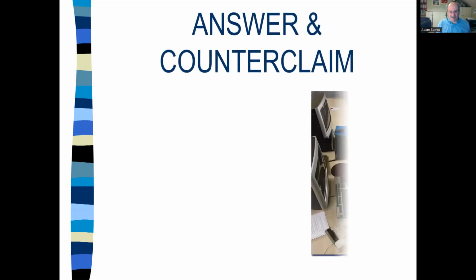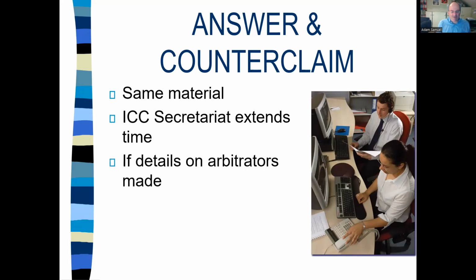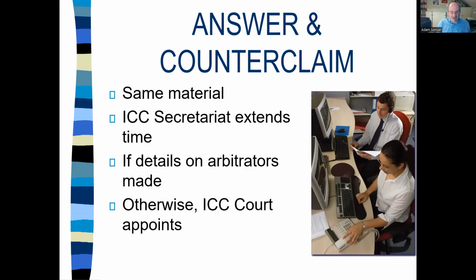There is an answer and counterclaim which follows exactly the same route, and there's no need to set out the same information. The ICC Secretariat can give you a bit more time to file this over and above what it says in the rule book. Generally speaking, the ICC will go along with the parties' suggestion of arbitrators, but ultimately it's the Court of Arbitration that appoints the tribunal and can reject an arbitrator, even if both parties are agreed on that person.